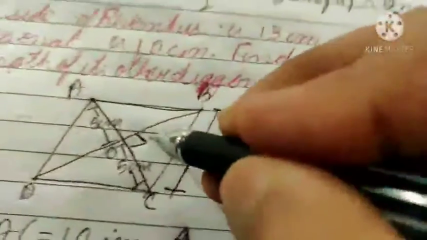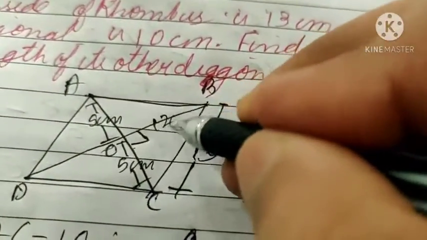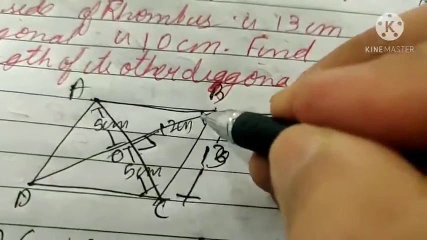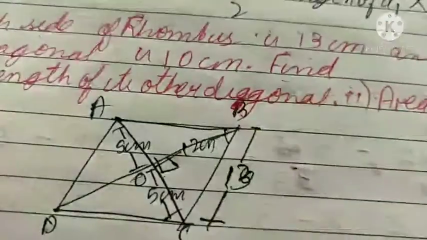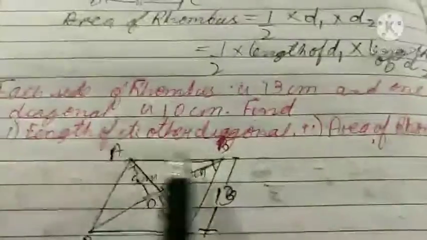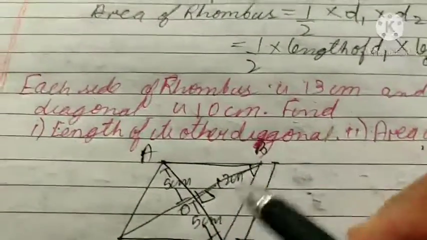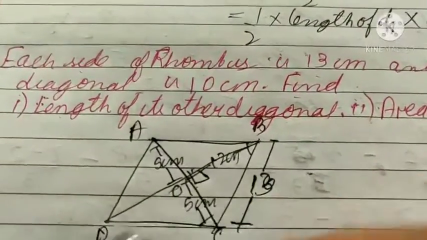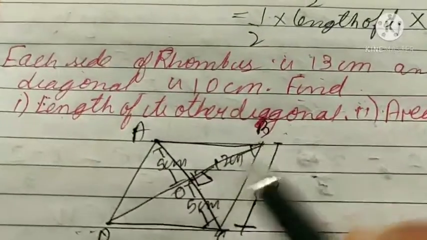Okay, BO is 12 centimeter. What is BO? This is 12 centimeter. And we have to find then the area. So first we have to find the length of the other diagonal. This is not the length of the other diagonal. The other diagonal is this complete one, BD.